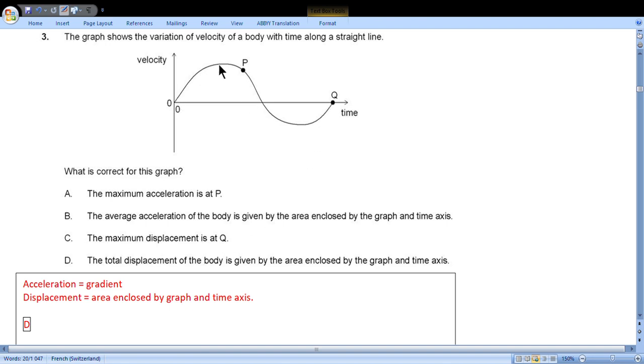So it moves one way and then returns. So it's not maximum at Q. Maximum displacement is somewhere here. It moved forward and then it returns back. D. The total displacement of the body is given by the area enclosed by the graph and the time axis. Yes. So here we have a positive part above the axis and a negative part below. So choice D is correct. The total displacement of the body is given by the area enclosed by the graph and the time axis.